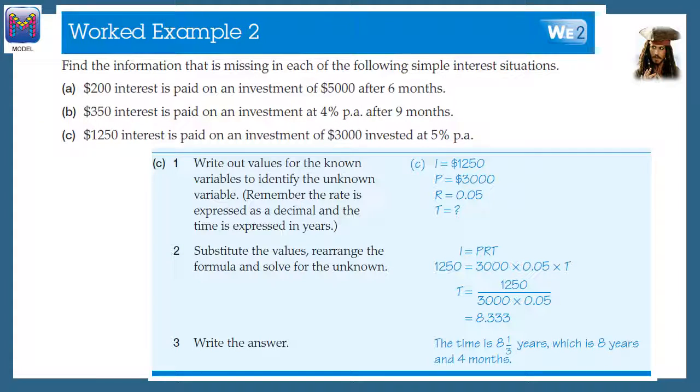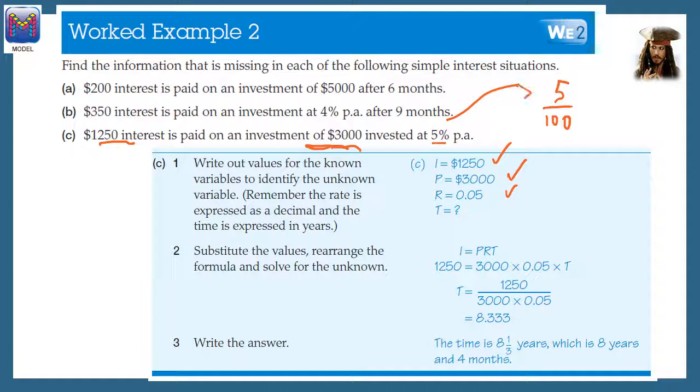Part B, $1,250 interest is paid. So that's my interest, on an investment of $3,000. We invested $3,000, so that must be what I started with at the start of the investment. That's my principal. And 5% per annum is 0.05, because 5 divided by 100.